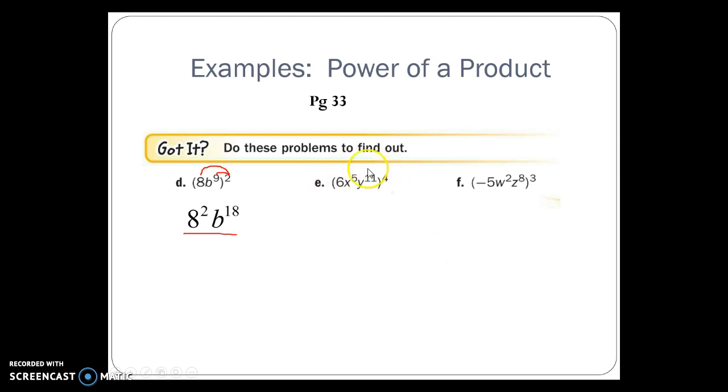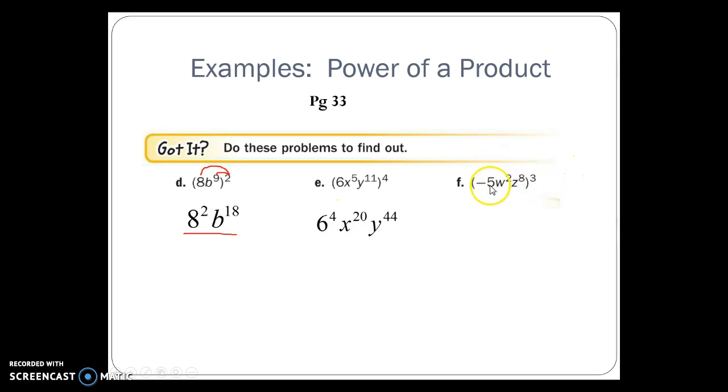All right, 6 to the 4th. And then, so again, we have 3 factors here: 6, x to the 5th, and y to the 11th. We're going to multiply 6 to the first power. The 1 times 4 is 4. 5 times 4 is 20. 11 times 4 is 44. 6 to the 4th, x to the 20th, y to the 44th.